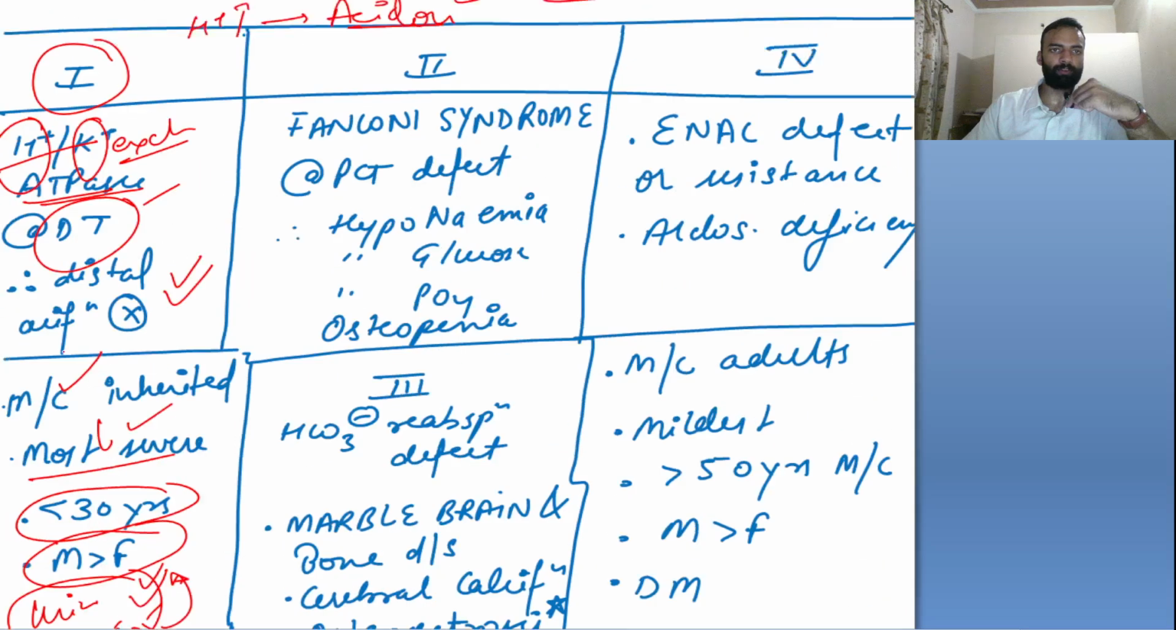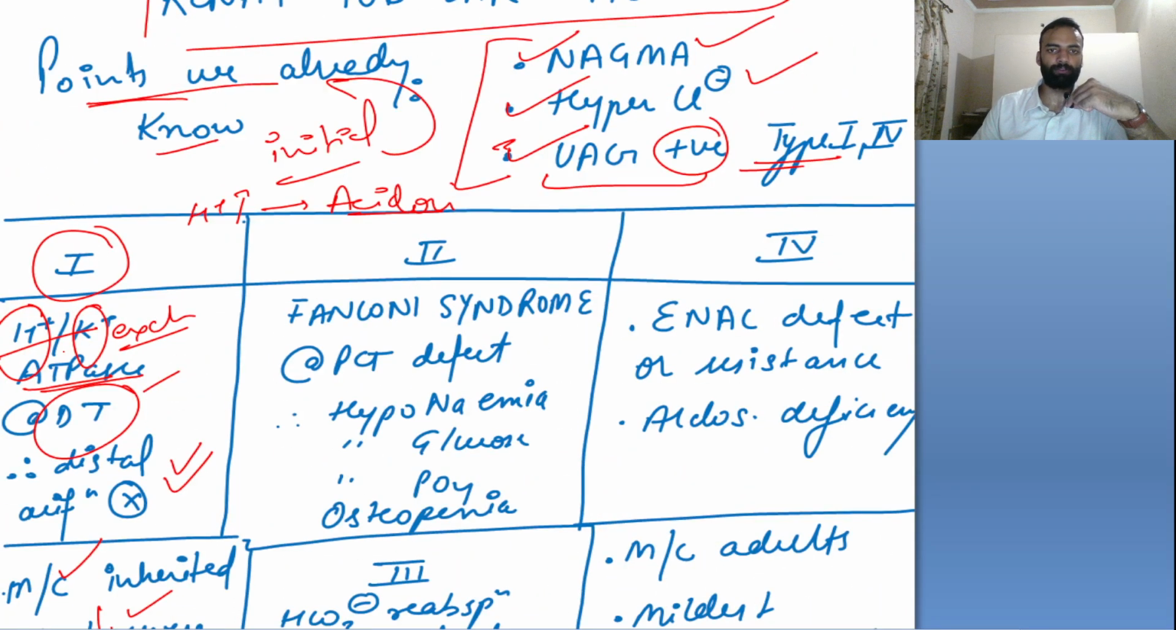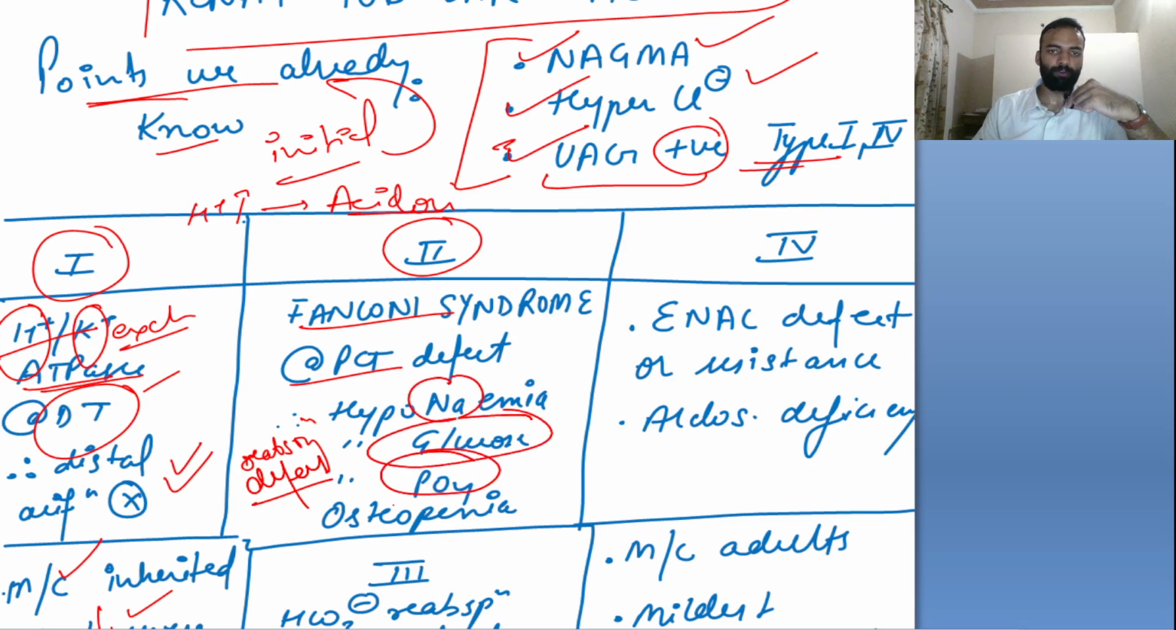So you have to remember these, all are PYQs. I have written all PYQs here. Now you have to see the second, it is Fanconi syndrome. It is very simple. There is a PCT defect there. So there is a reabsorption defect. Sodium will not be reabsorbed, glucose will not be reabsorbed, phosphates will not be reabsorbed, and calcium will also not be reabsorbed, and vitamin D also.